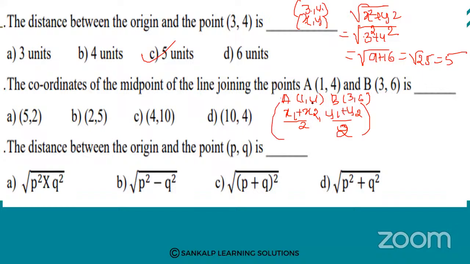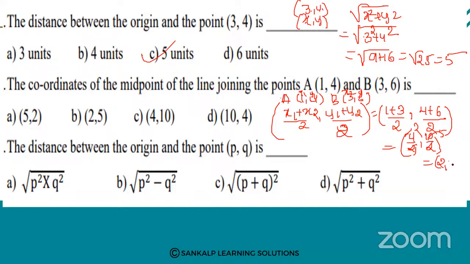Okay. So x1 value is, this is x1, y1 and this is x2, y2. X1 value is 1 and x2 value is 3 divided by 2. Y1 value is 4, y2 value is 6 divided by 2. 1 plus 3 is 4. 4 divided by 2. 4 plus 6 is 10 divided by 2. 2 ones are 2, 2 fives are 10, you will get 2 and 5. So which option is right here?